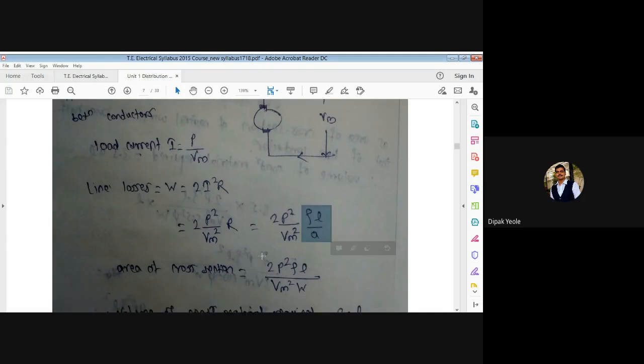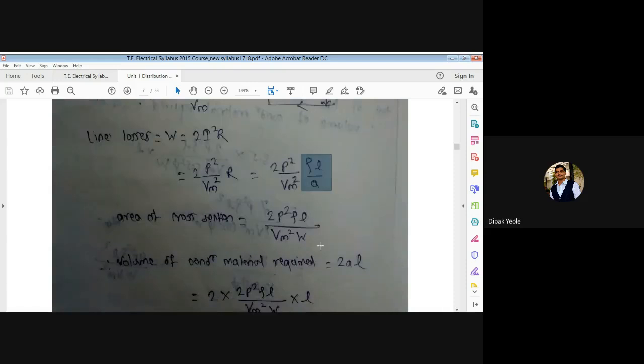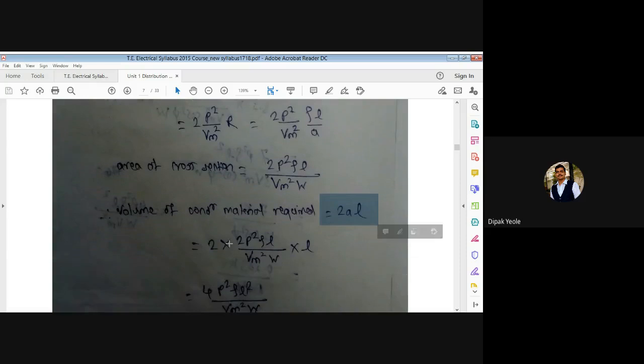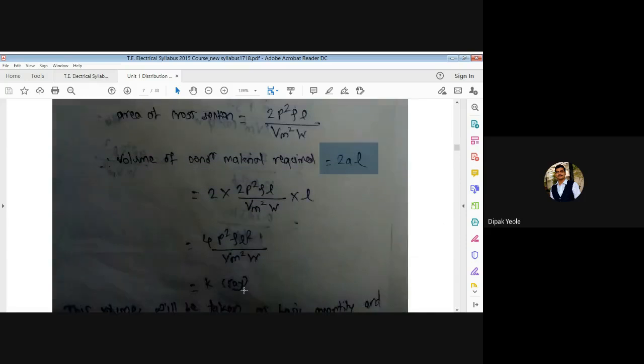Area of cross section, we have to find out. This A we have to find out by rearranging terms. And volume of conductor material required is 2 times AL. Put all the values, get the answer, and give the name this as K.